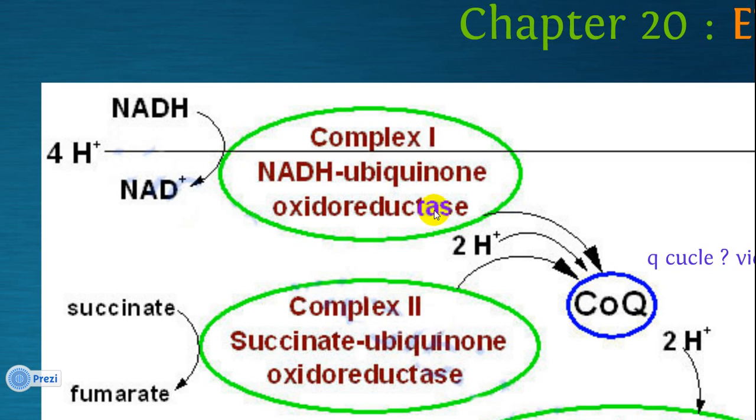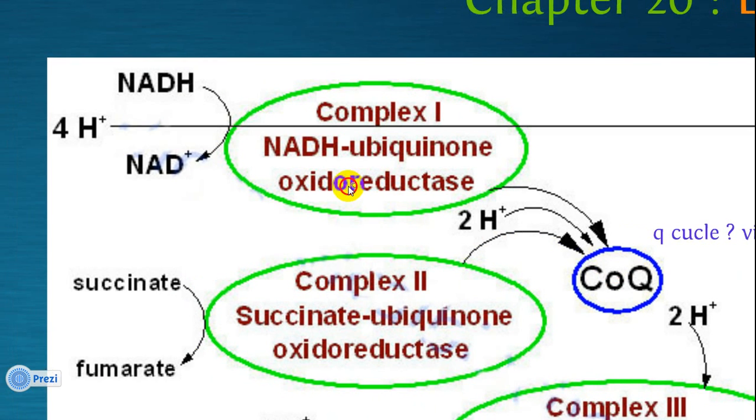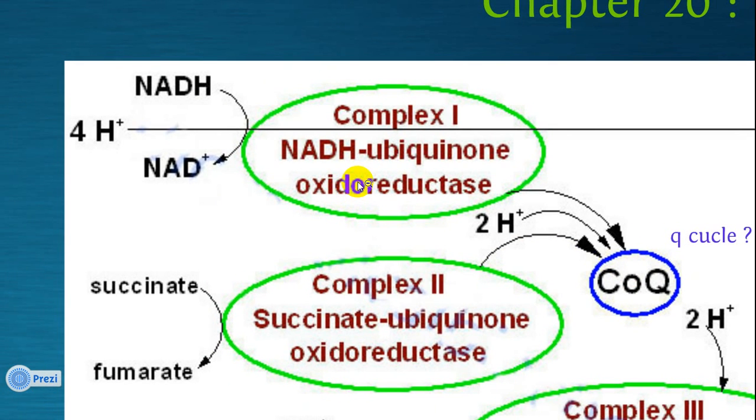Oxidoreductase means that first it will be oxidized. Second, it will be reduced. Okay. First, this complex will lose the electrons that it took from NADH to the coenzyme Q. Second, it will be reduced. It will take electrons from another NADH.